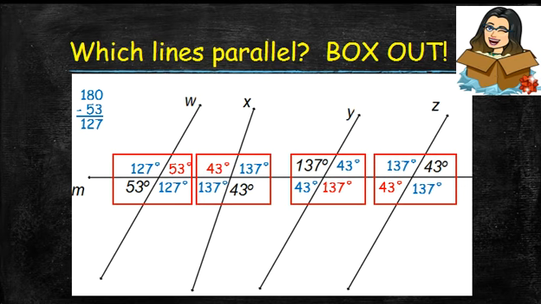Now we're going to pretend each box is a car. The cars with the same driver are parallel. We see that the boxes on line Y and Z have the same driver, which means these two lines are parallel.